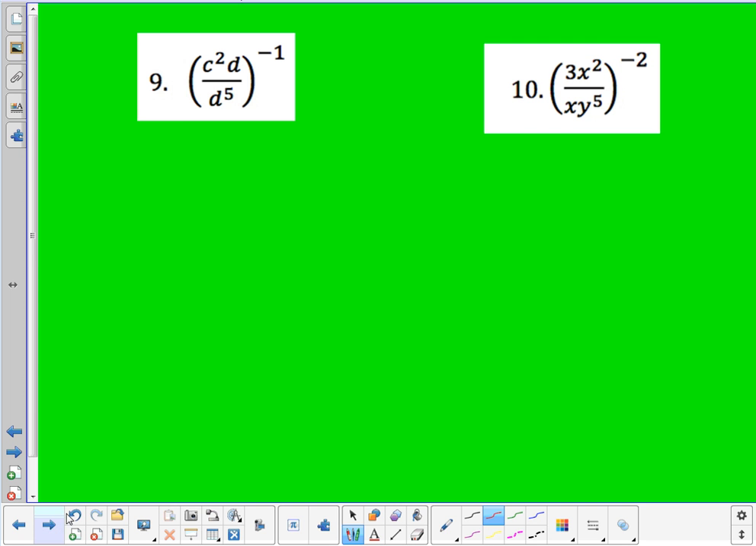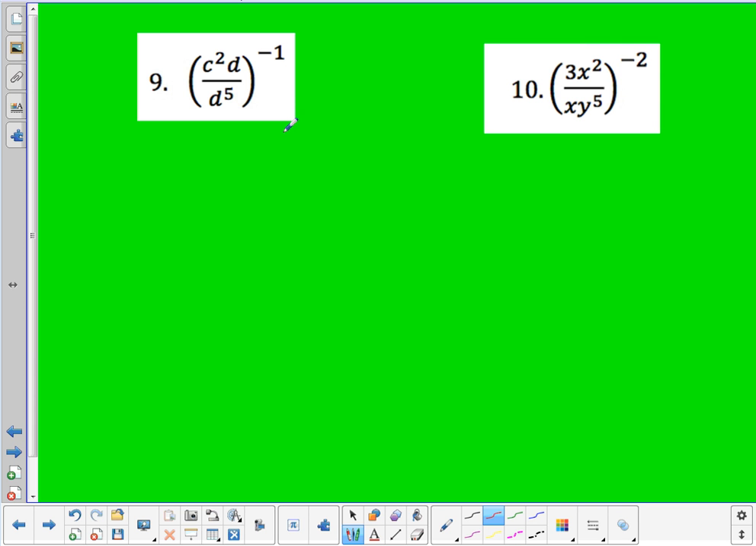All right, number 9. Okay, so now in number 9, I have a set of parentheses, meaning I have powers raised to a power, and I have things inside that I can check out to see if I can distribute, and I have this power outside that's a negative power. So let's talk about what that does to my fraction.